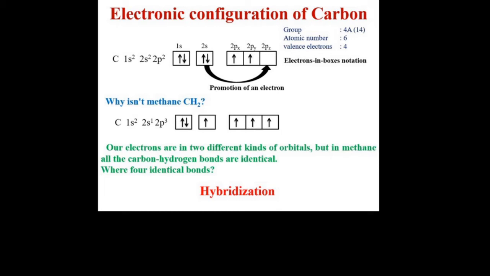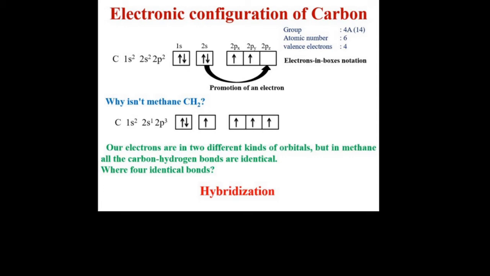You know that in methane, all C-H bonds are identical, but our electrons are in two different kinds of orbitals. We are not going to get identical orbitals unless we start with 4 identical orbitals. Here comes the importance of hybridization. Chemist Linus Pauling first developed the hybridization theory in 1931 to explain the structure of simple molecules such as methane.